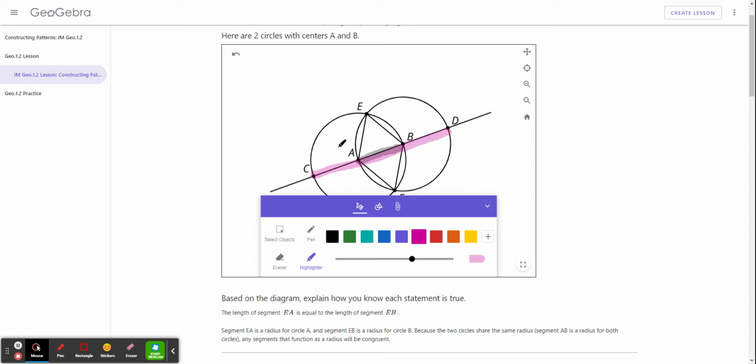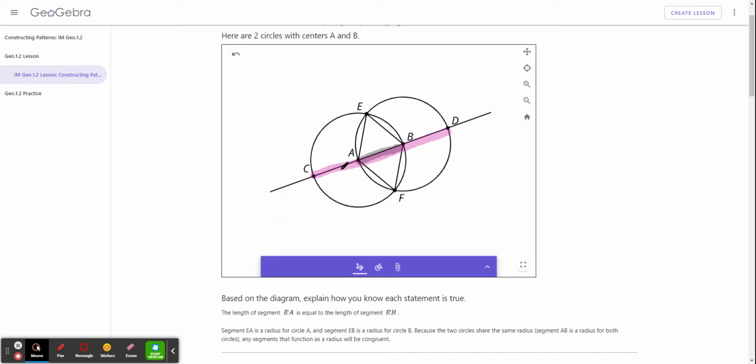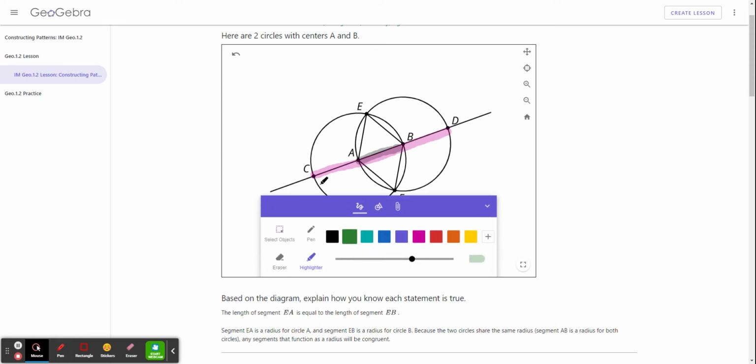Okay, so how do we know AB is 1/3 of the length of CD? Well, when I start looking at my circles again, I can tell that my segment CA, that's a radius for circle A. From A to B, that's a radius for circle A, right? So CA has to be congruent to AB.